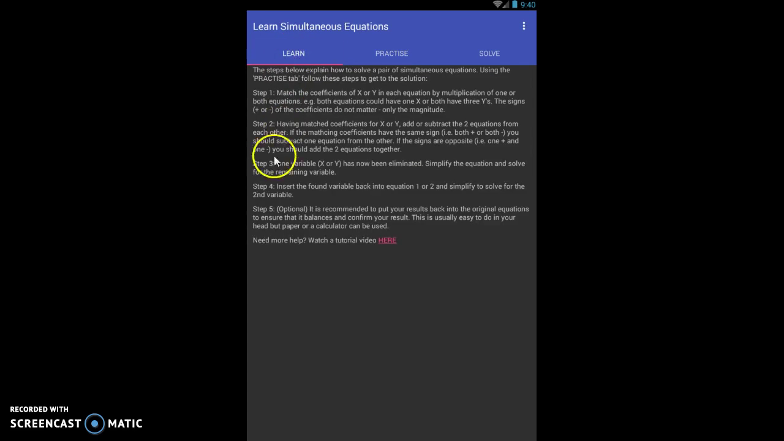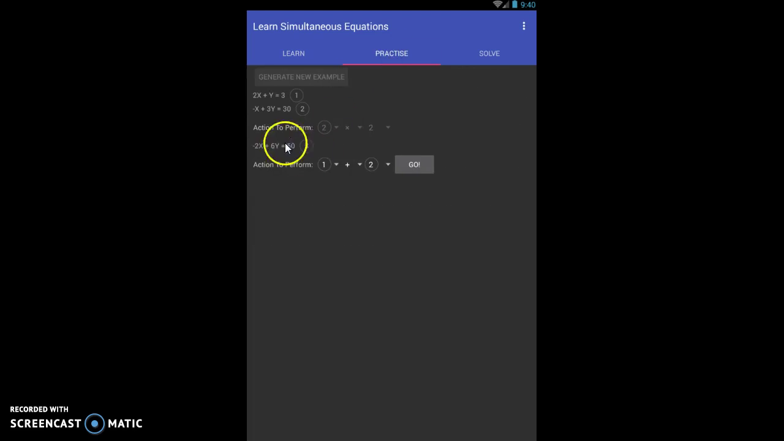If we switch back to the Learn tab, step 2 is, having matched coefficients for x or y, add or subtract the two equations from each other. And this will allow us to eliminate one coefficient from the equations. So in this case, we can take equation 1 and add it to equation 3, because the 2x plus minus 2x will be 0. If both equations had the same sign, so we had 2x here and 2x here, we would do 1 minus 3. But in this case, we add them together.